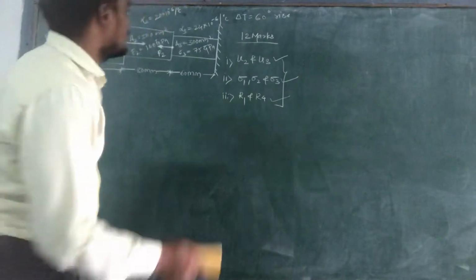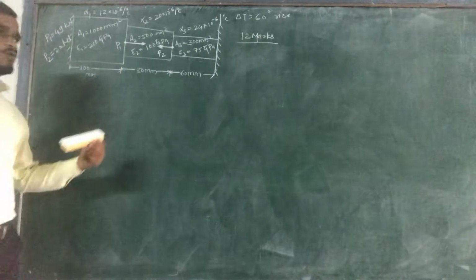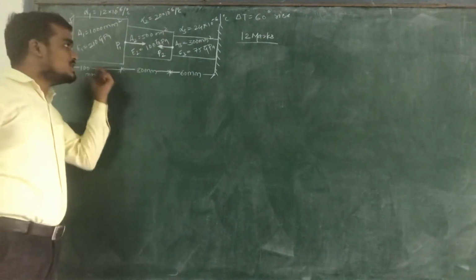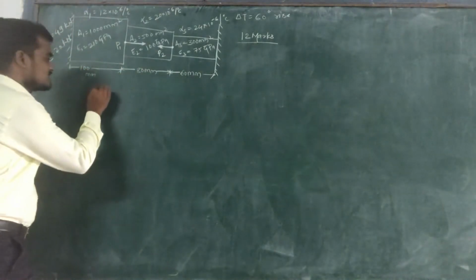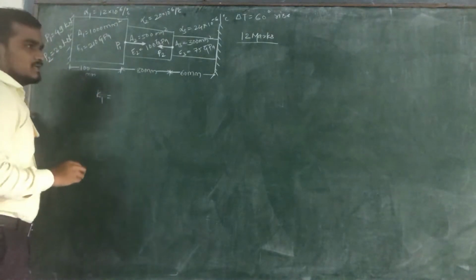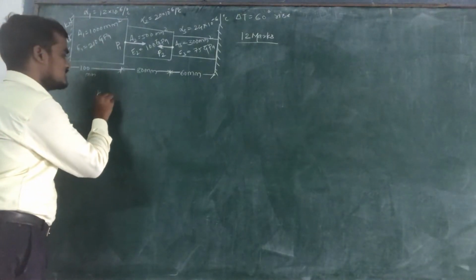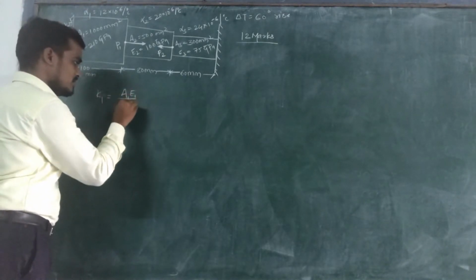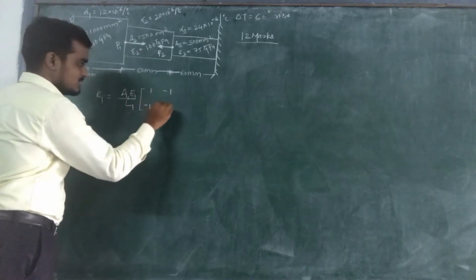Our first step is to construct the global stiffness matrix. For this we need to find the elemental stiffness matrices for each element, for elements 1, 2 and 3. So we need to find the elemental stiffness matrices K1, K2 and K3. For the bar system, the elemental stiffness matrix can be written as AE by L, that is A1 E1 by L1, times the matrix [1 -1; -1 1].